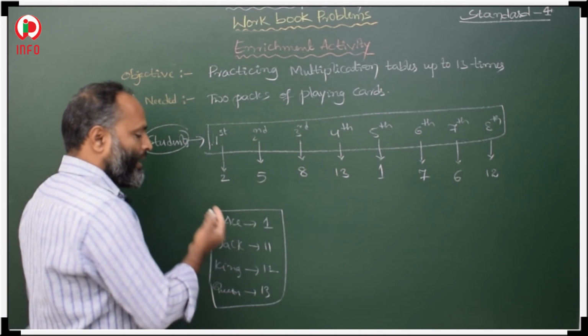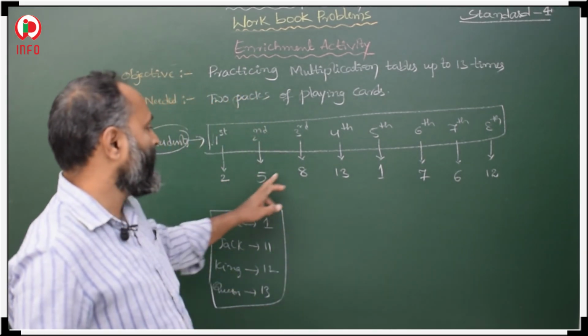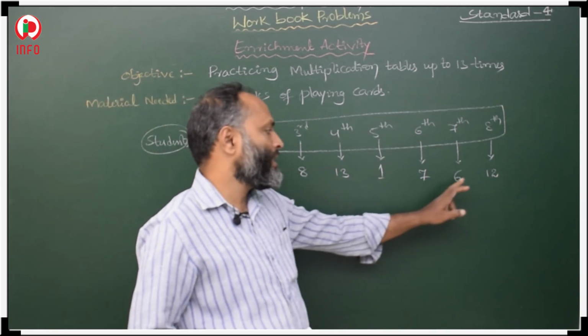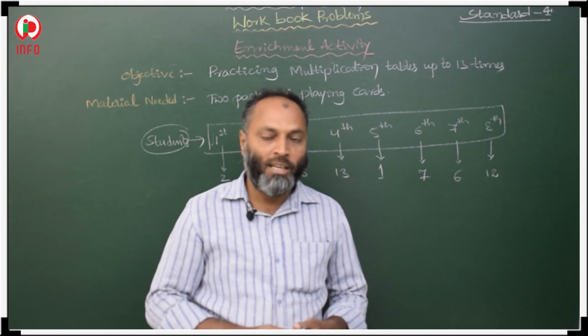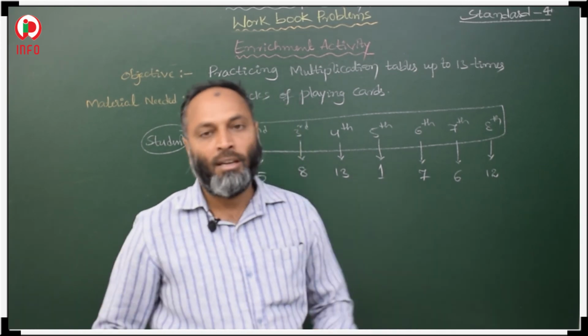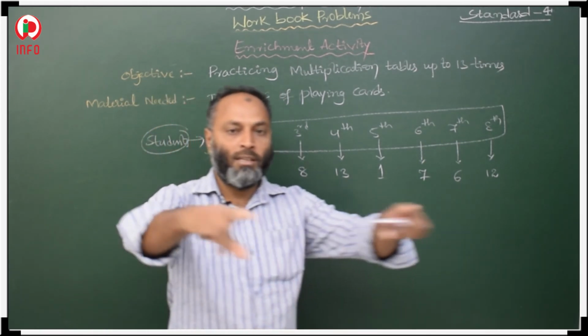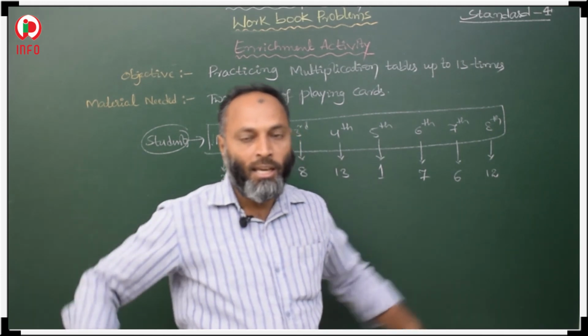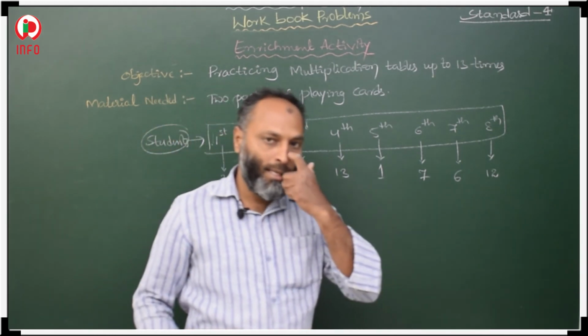Then the remaining card numbers are there on the cards. So they picked 2, 5, 8, 13, 1, 7, 6, 12. Then whatever cards are left, you keep in the middle. They should sit in a circle, and the remaining cards they should keep in the middle.